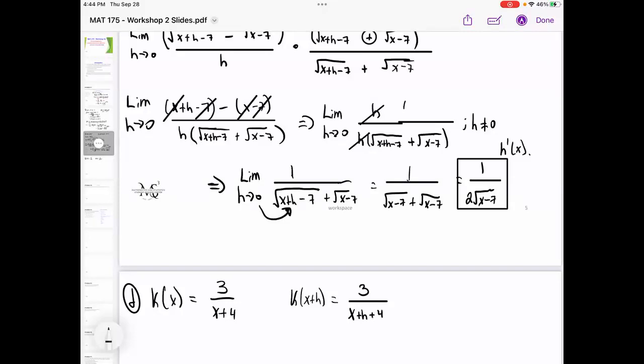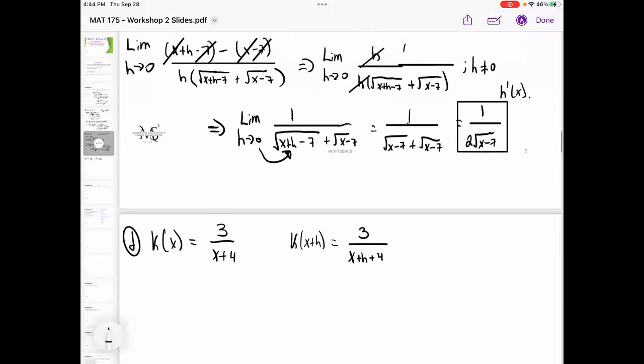All right, now we apply our limit definition of a derivative. We can say k prime of x is equal to the limit as h approaches 0 of 3 over x plus h plus 4 minus 3 over x plus 4, all divided by an h.